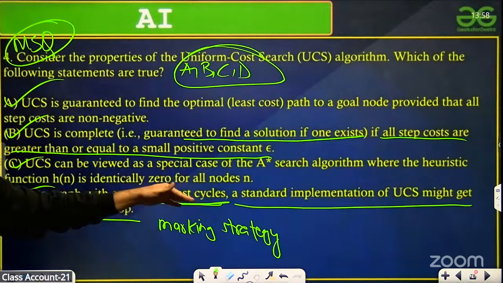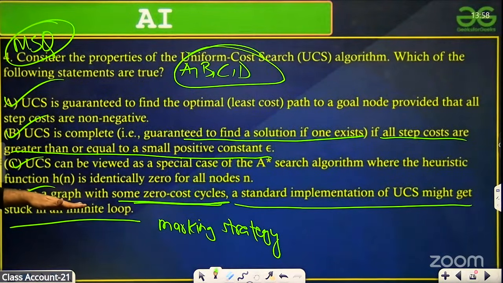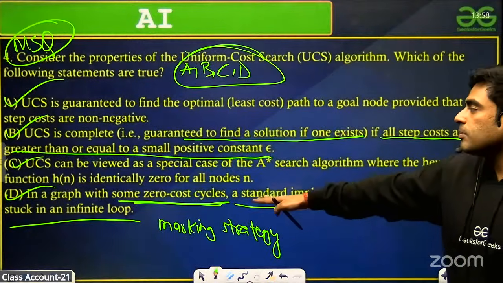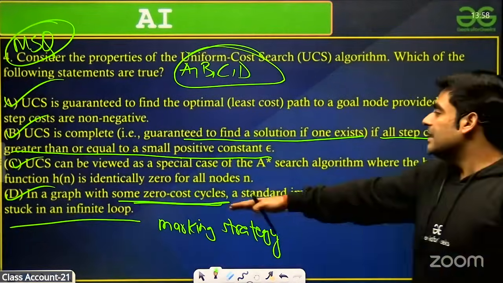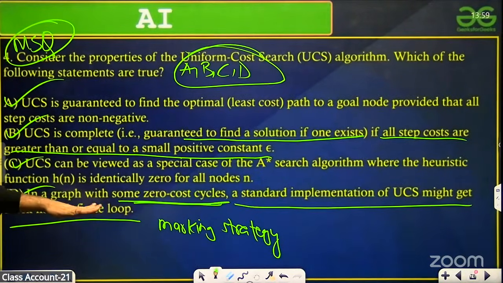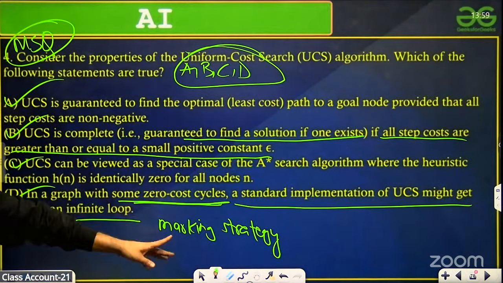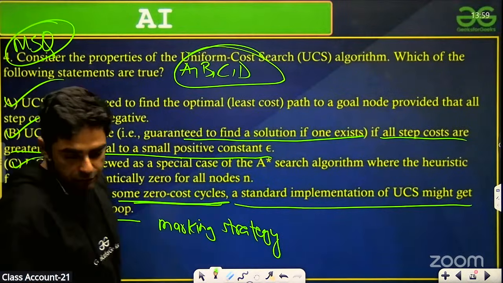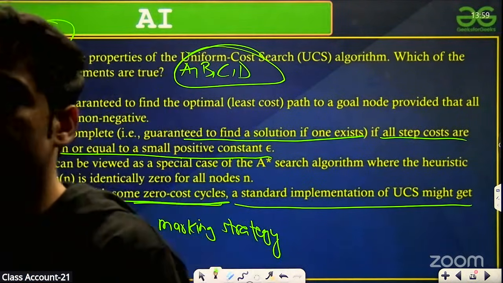So I think you can just write this in the formula sheet for UCS. Guys, please take out your formula sheet, everyone, and write this in it. Option D, you can write as a note in the formula sheet: it may get stuck in an infinite loop. That is why we use the marking strategy, where I won't be visiting again the nodes that have already been visited. Okay, I'll wait for a minute. Please take out your formula sheet, everyone.